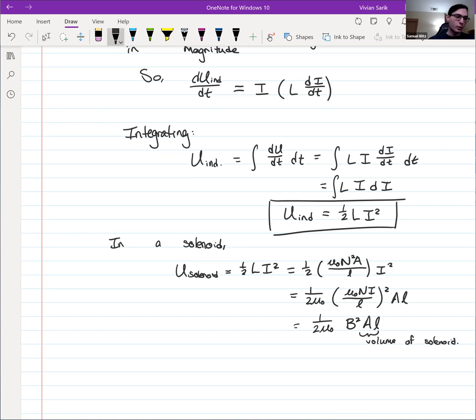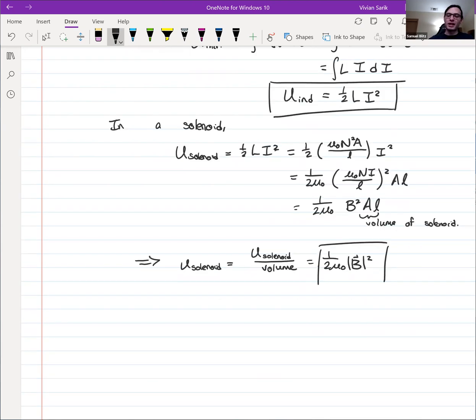And so what we get is that the energy density in a solenoid, a little u, is the energy in the solenoid, big U, divided by volume, which is just 1/2 mu naught times B squared. And this is a vector. So this actually tells us what the energy density is in any magnetic field. And it has a very similar form to the energy in an electric field. The energy in an electric field is 1/2 epsilon naught E squared. Here, it's 1/2 1/mu naught B squared.